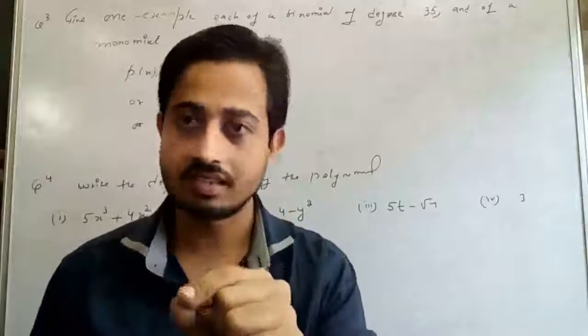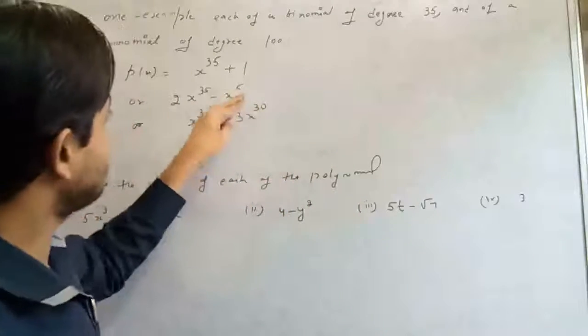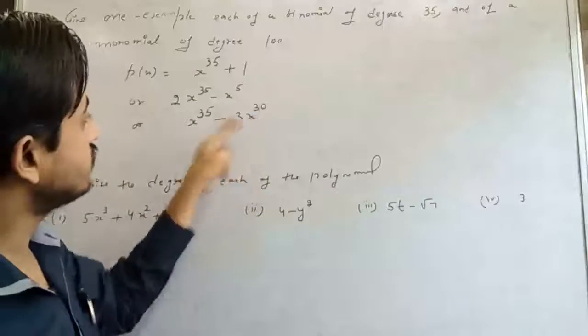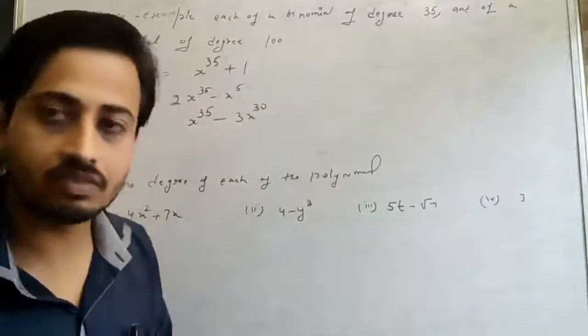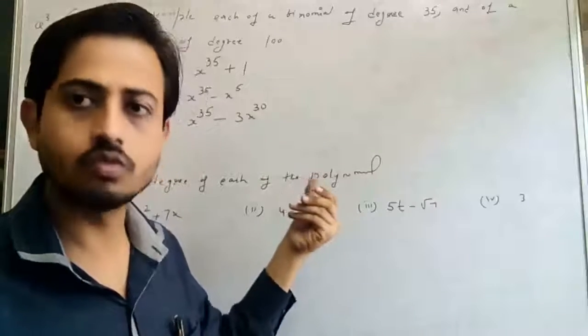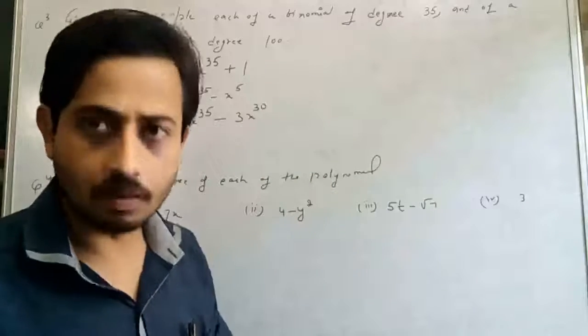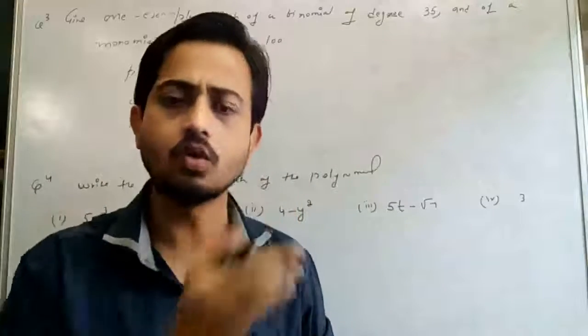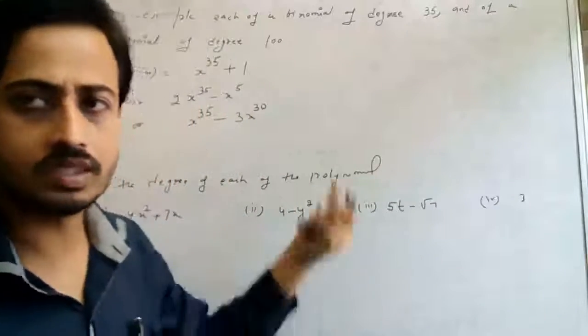The highest power of x is 35. In this, the highest power of x is 35. So we can make so many questions, or so many examples. I am giving just three examples, and you can make different types of examples for this polynomial.